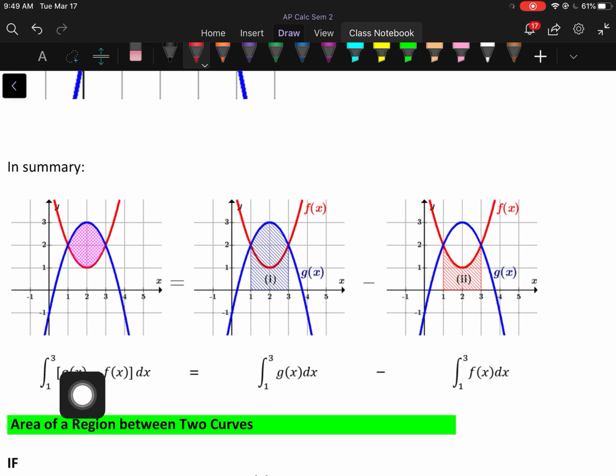and hopefully you can see that visually. And in algebraic, or calculus, notation, we say the integral of the difference of the two functions is the integral of the upper function, the one that's above or greater than the other function, minus the integral of the function that is lower than the other function.